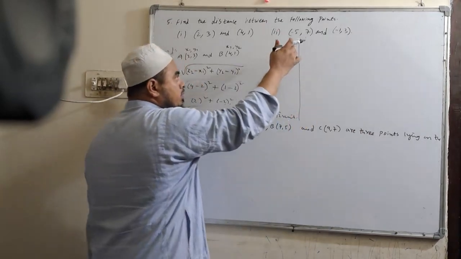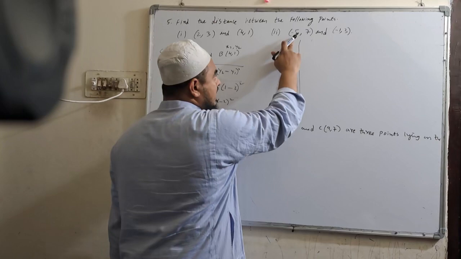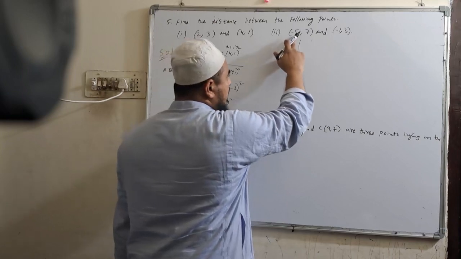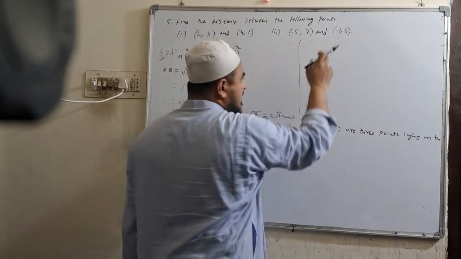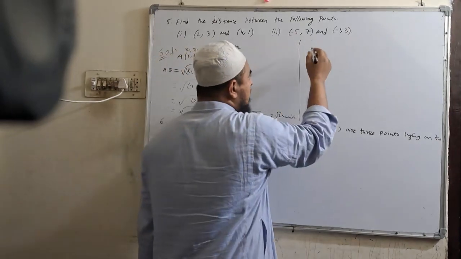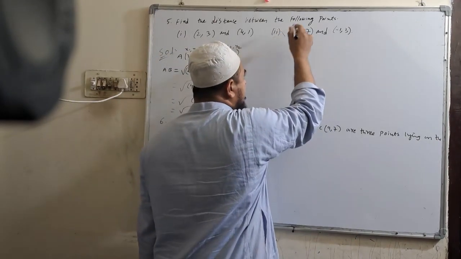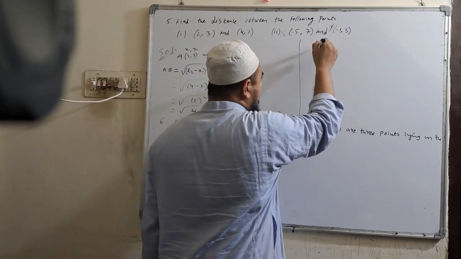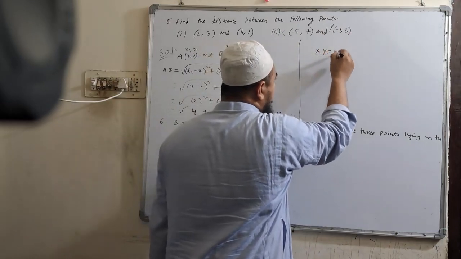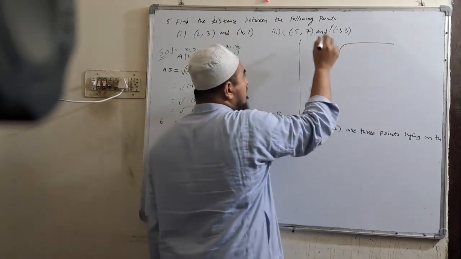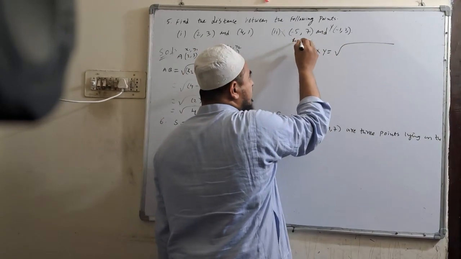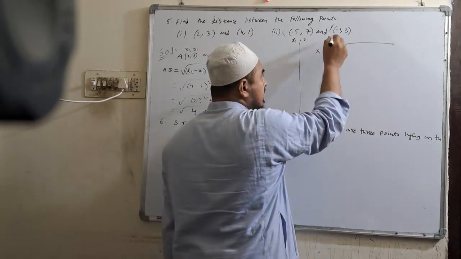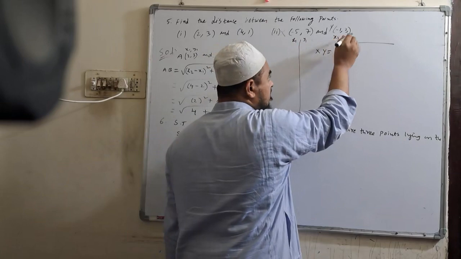And another problem they ask where they have given negative coordinates, minus 1 for x1 and minus 1 for x2. So the same formula you have to use. You can take it as x coordinate and y coordinate. XY is equal to square root of what we have. First you have to identify it as x1, y1. Next this is x2, y2.